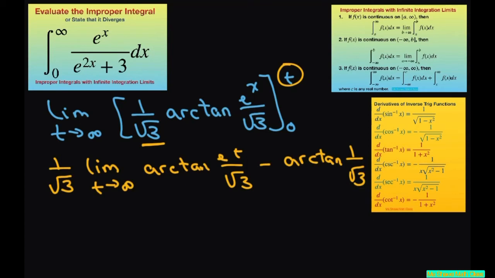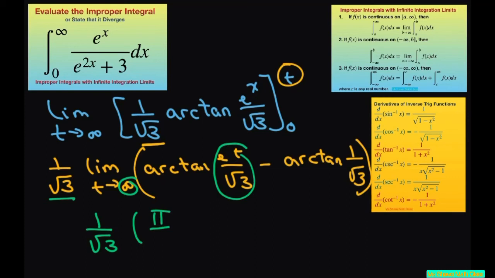All right, so now that we have this part, we can evaluate it better. We have this 1 divided by square root of 3. As this goes off to infinity, here you're going to get pi divided by 2. And then minus pi divided by 6. When you substitute in 0, this is just pi divided by 6, by the way. You plug in 0, you're just going to get 0, so we don't really need to do that part.